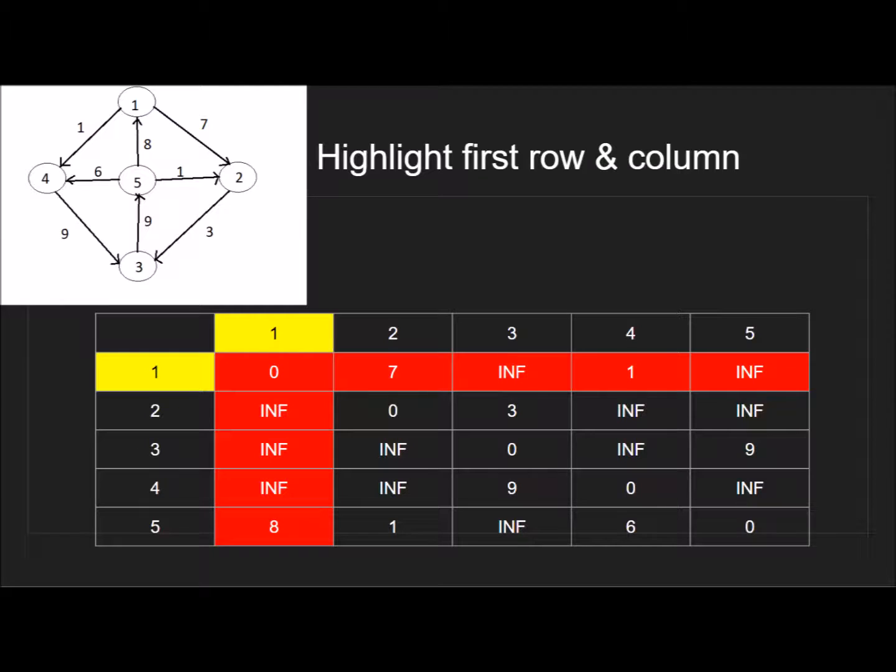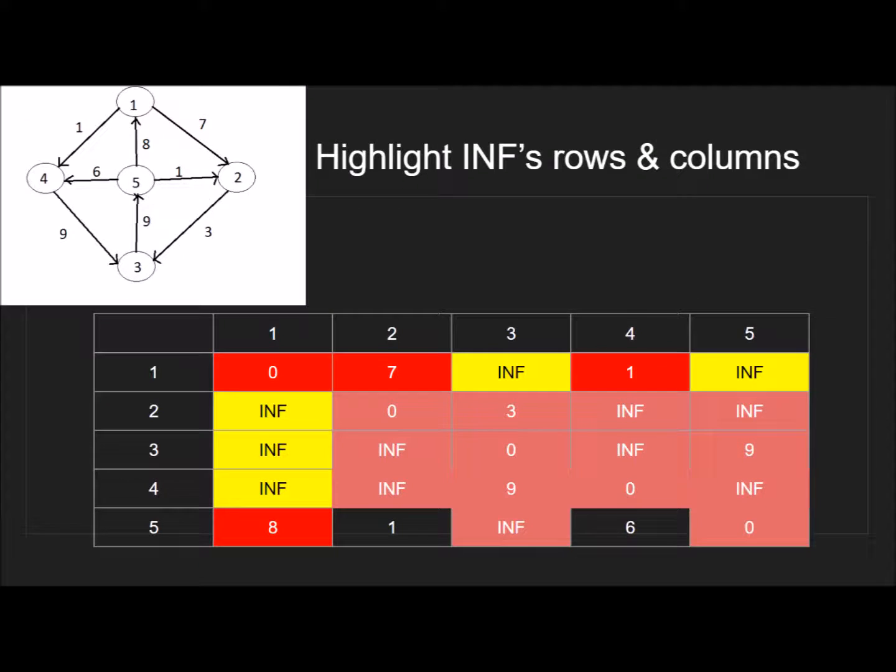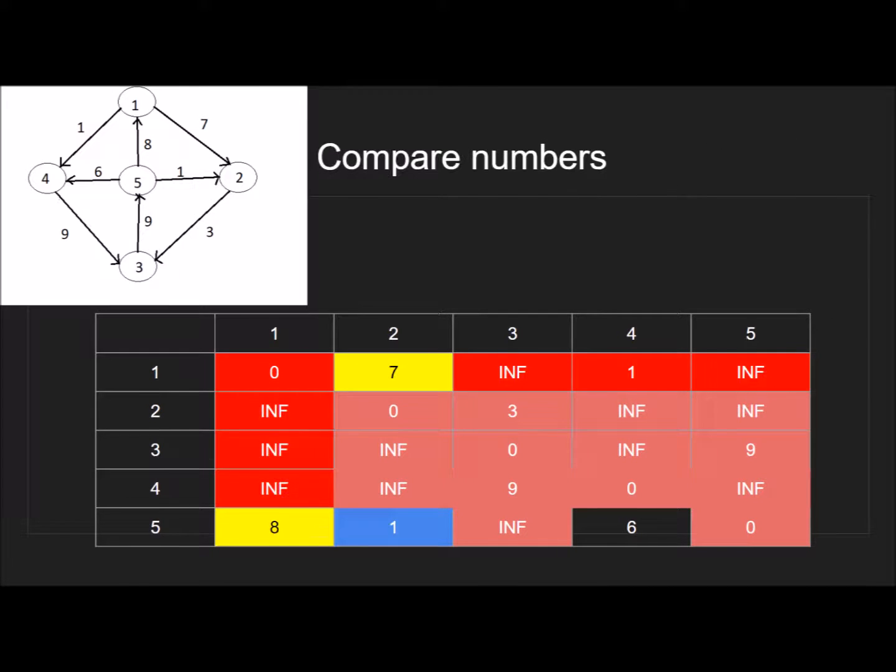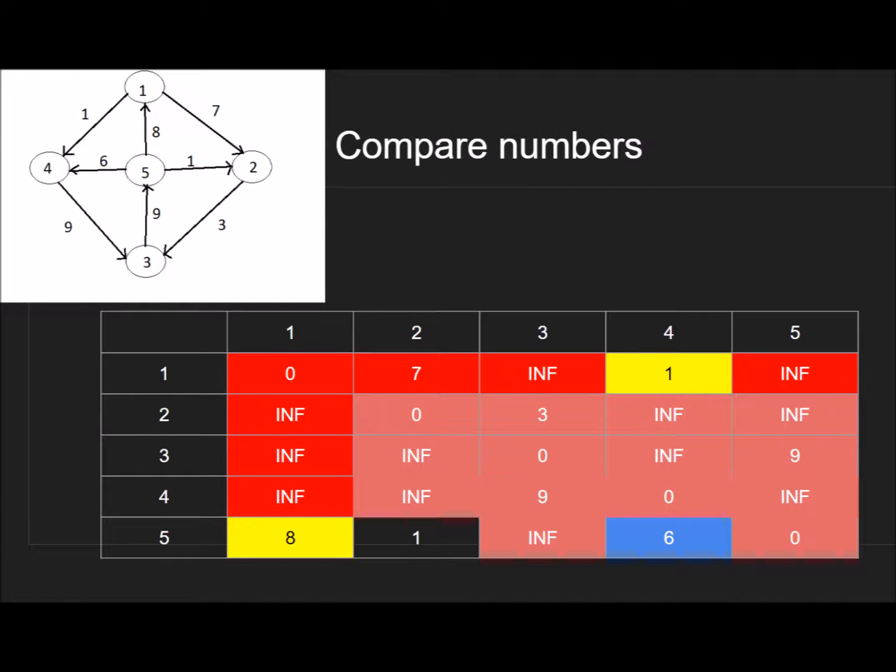First, we will freeze the first column and the first row. Next, we will freeze any row or column that has an INF on the main freeze. We will now be comparing 1 with 8 plus 7. Because 1 is less than 8 plus 7, which is 15, we do not change its number. Next, we will compare 6 with 1 plus 8. Because 6 is lesser than 9, we do not change its number.